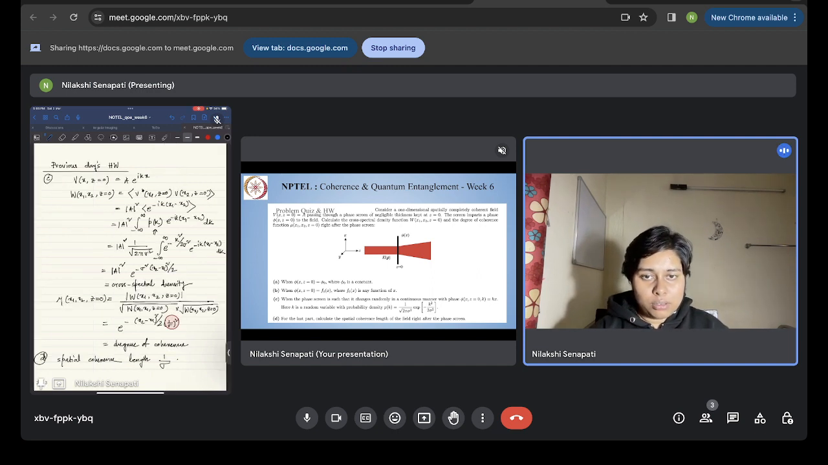So this problem was in quiz plus homework. I hope you can understand that these kinds of problems are very important, as they are coming in the quiz and homework. You can expect this in the end semester also.